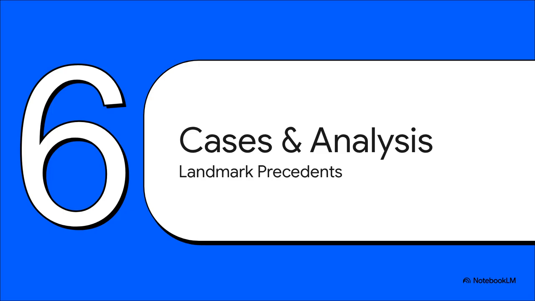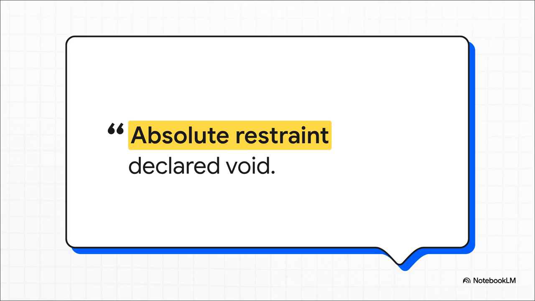Section 6. Case Laws and Critical Analysis. We now shift to the absolute climax of any KSLU answer, the judicial precedents. The slide states Rosher v. Rosher, absolute restraint declared void. Let us do a deep breakdown of this landmark precedent. The brief background facts of this case involve a scenario where property is transferred through a will. However, the transferor imposes a strict condition completely prohibiting the new owner from selling the property at its actual market value.